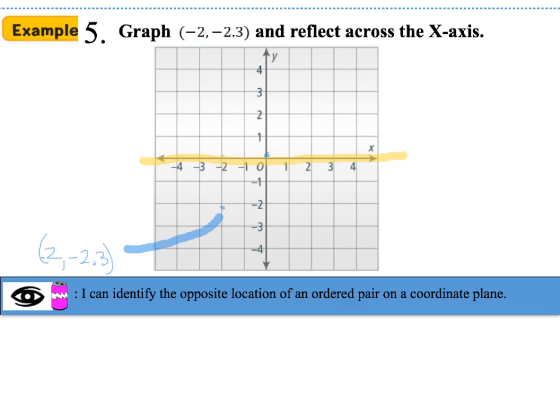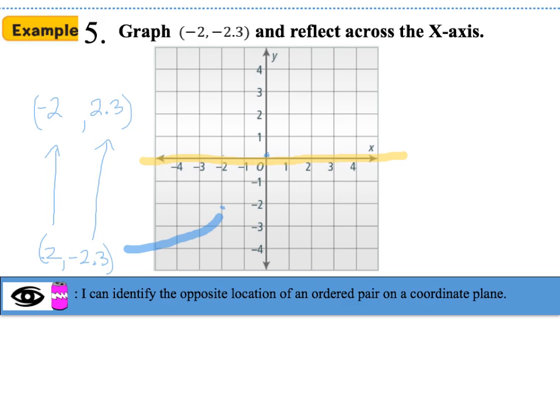Alright, so if I want to reflect, I know that I'm reflecting across the x-axis. That means that the x-coordinate needs to stay the same. So if it was negative 2 in the original point, then it's going to stay at negative 2. Once again, since it's reflecting over the x-axis, the x-coordinate should stay the same. Then what I want to do is take the opposite of the y-coordinate. And the opposite of the y-coordinate would be positive 2.3.